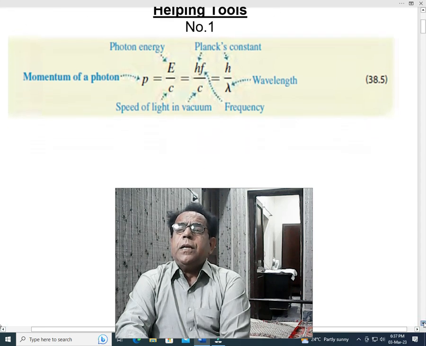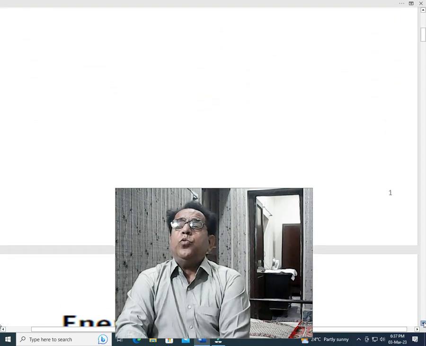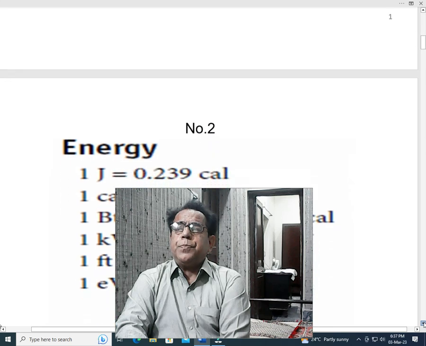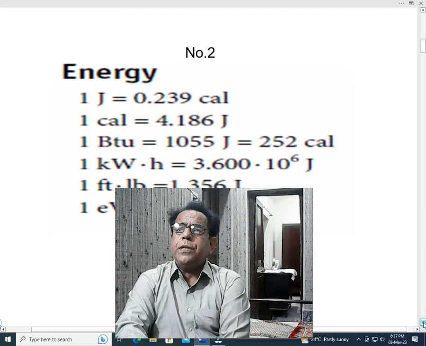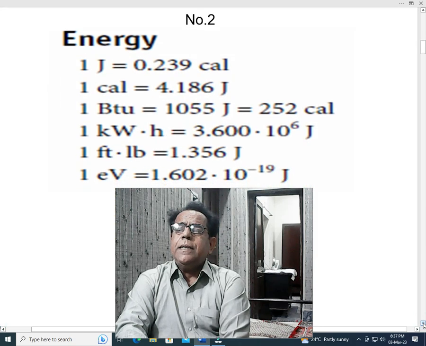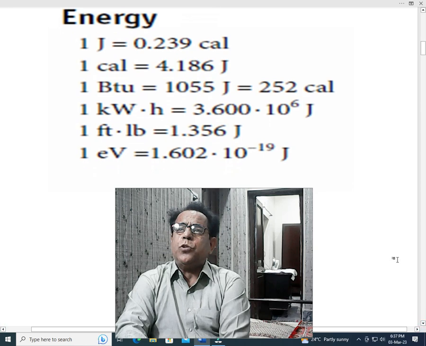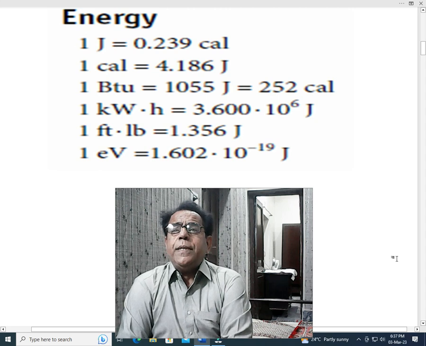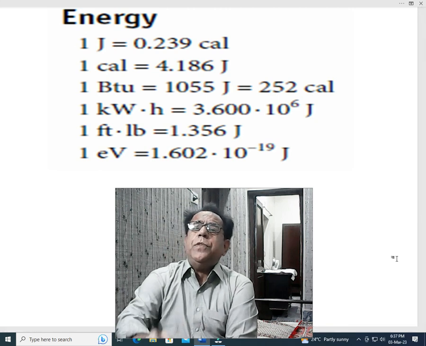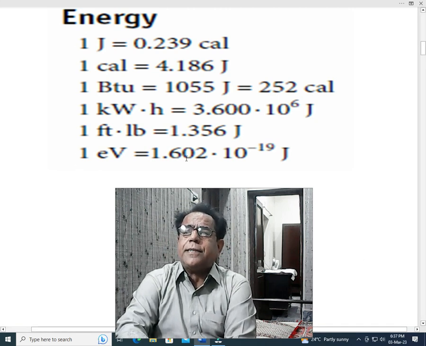Now we move to tool number 2. Second tool of our problem, which will help us in finding our solution. This is the conversion factor. Dear students, here which value we will use? We will use the last value, this value.